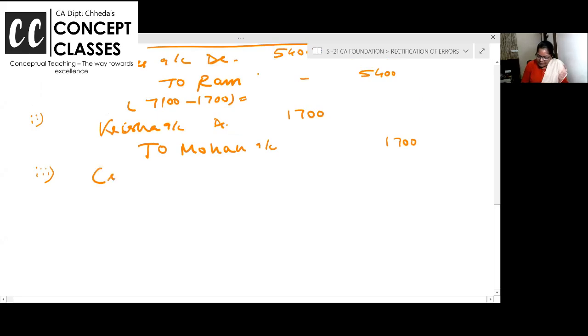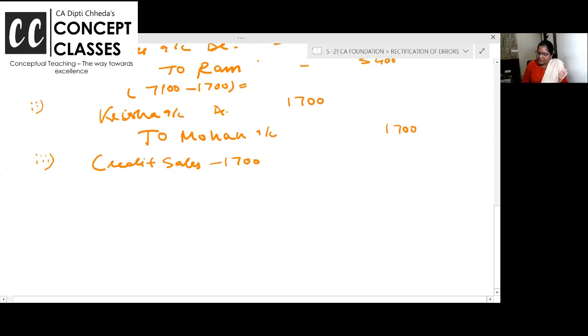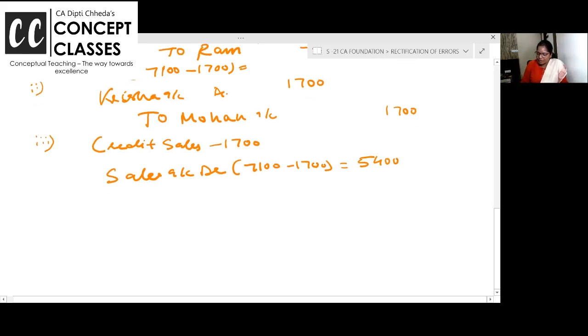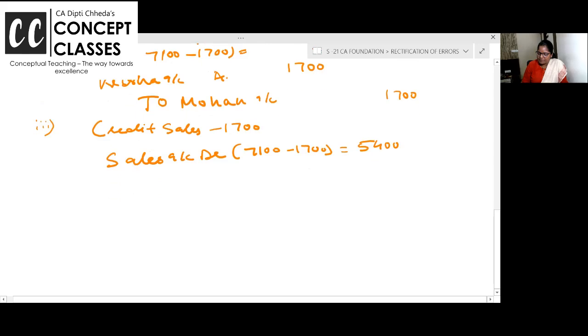Credit sales is only 1,700, but it is recorded as 7,100. तो पहले तो sales को ही debit कर लो. Sales account debit 7,100 minus 1,700, कितना आ रहा है? $5,400. Sales account debited.